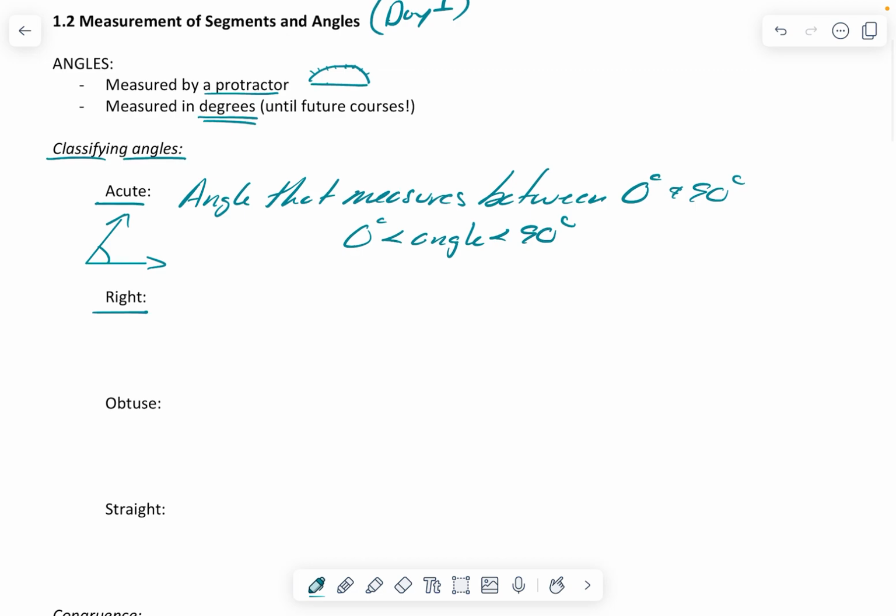A right angle looks something like this. Now, you can't just go by the way it looks, like, oh, that looks like a 90-degree angle. In order to know for sure, it must have that symbol, that little square in the corner. Then you know it's a right angle. So it's an angle that measures 90 degrees. That's it.